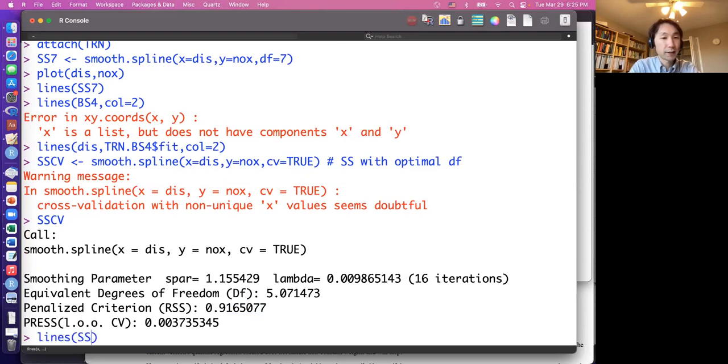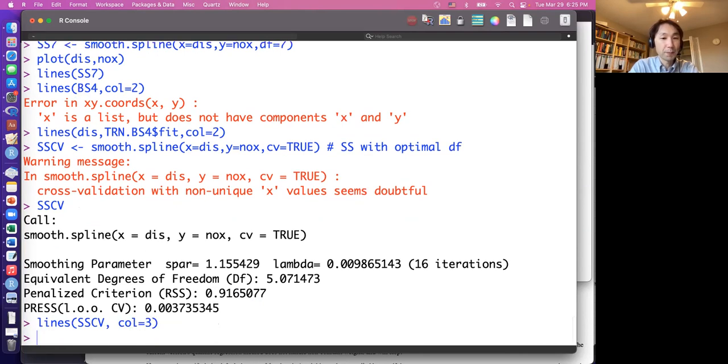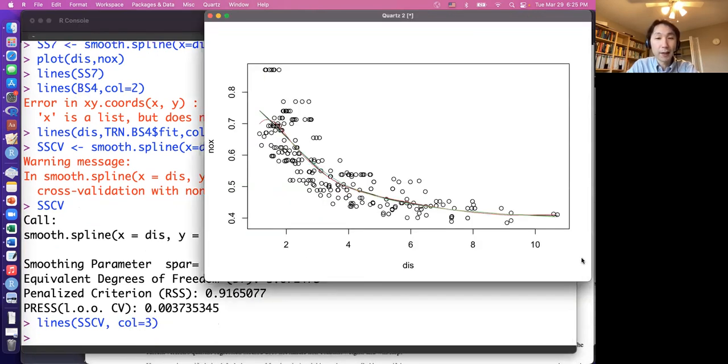So we add lines for SS CV, and we also plot this, maybe with color 3. Then this is the optimal line. Actually it doesn't change much. The green line and the black line are almost the same. Maybe the black line fluctuates here and around here, but that's not necessary. That is the answer. So anyway, the difference is small. Okay, so that's it. Do you have any questions?